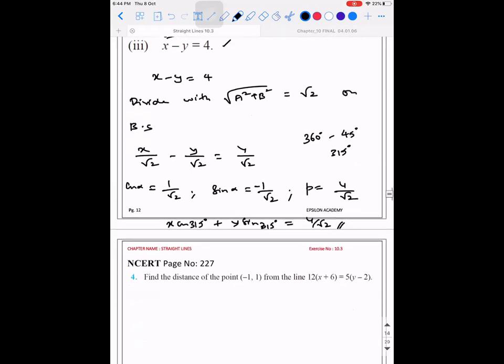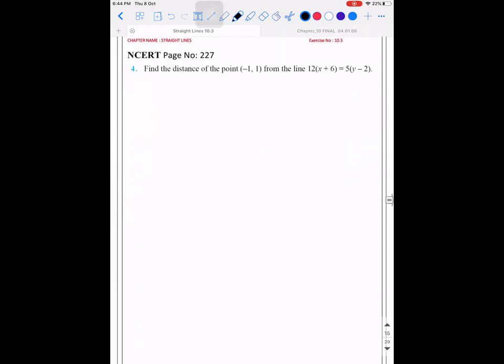So with this, we have completed all the topics and we have seen the problems also. I mean, most of the problems. Now it is the remaining problem that we need to solve. We'll complete it off. Find the distance of the point minus 1 comma 1 from the line 12x plus 6 is equal to 5y minus 2.